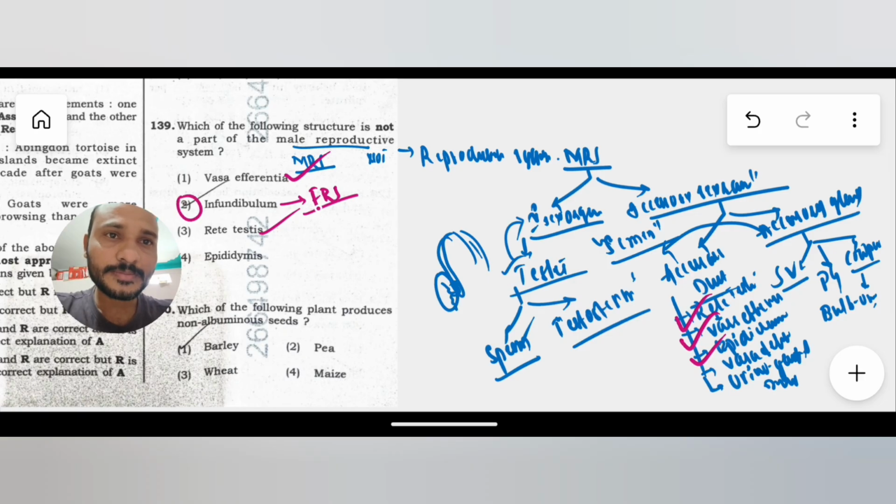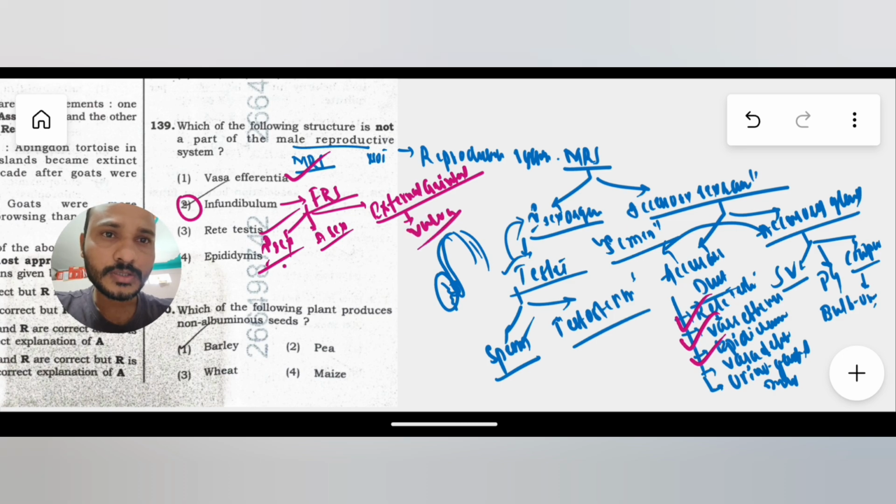In the female reproductive system also we have three important structures, in which the first and most important is the primary sex organ. In female also we have primary sex organs and accessory sex organs, and also we have some very important external genitalia. The external genitalia in the female reproductive system is the vulva.